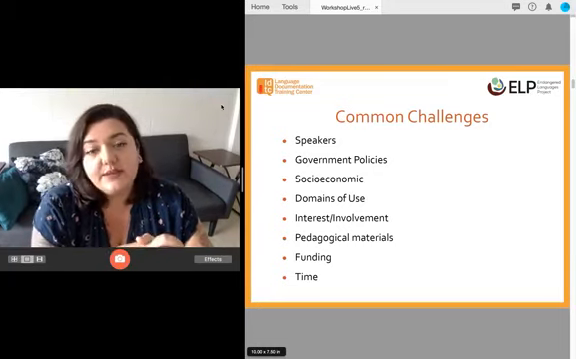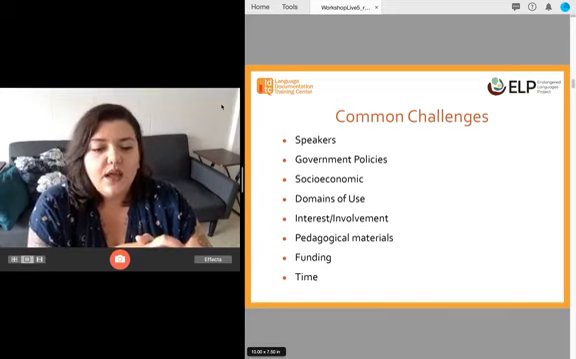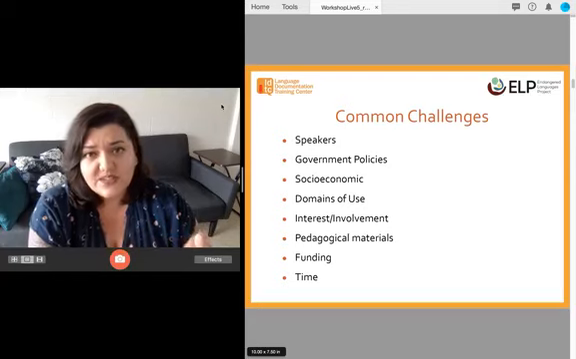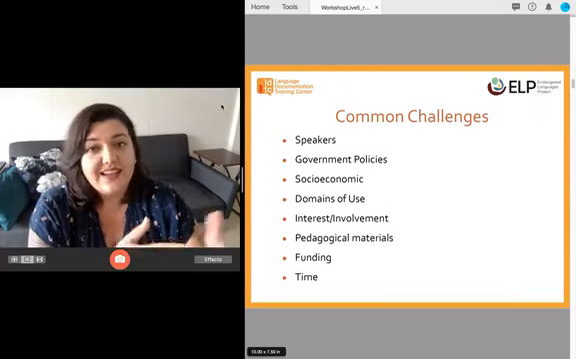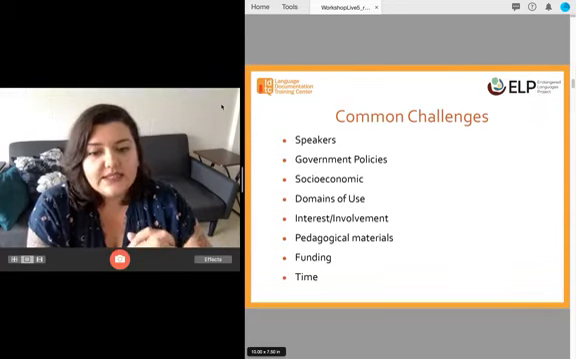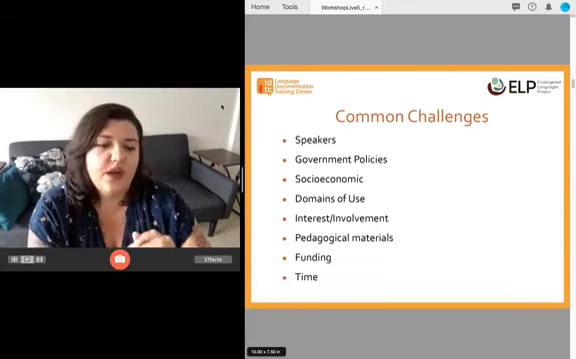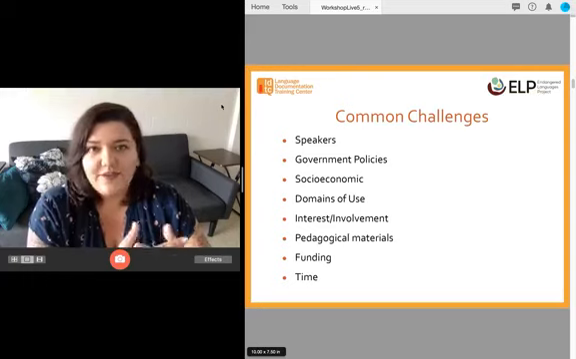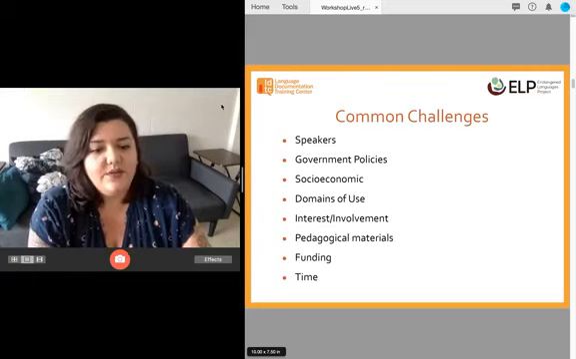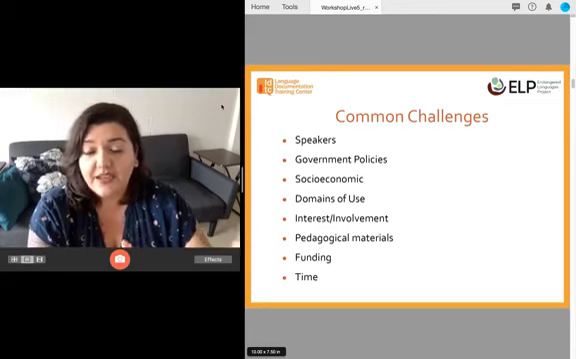Interest and involvement can be an interesting topic as well. Interest in the language can vary depending on the prestige associated with the language or the lack thereof. And involvement can be difficult as well. People may be interested in maintaining their language or revitalizing their language, but they have families to support, and they have bills and obligations and things they have to do to maintain life.